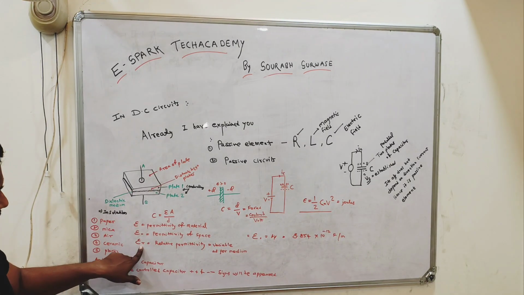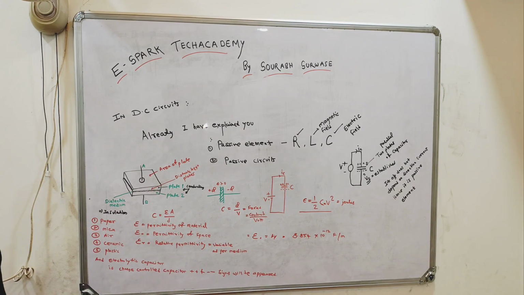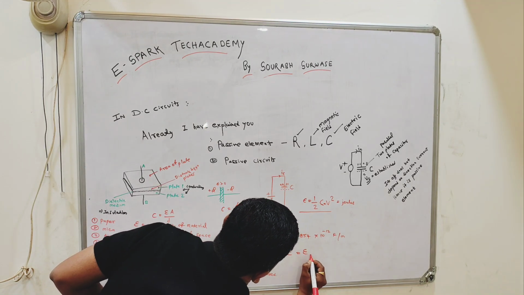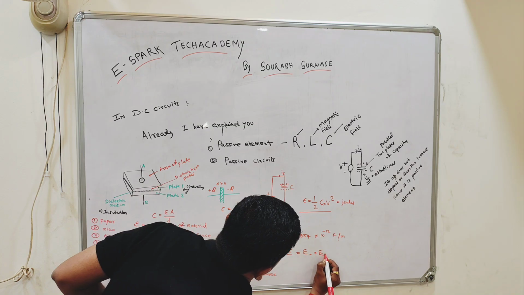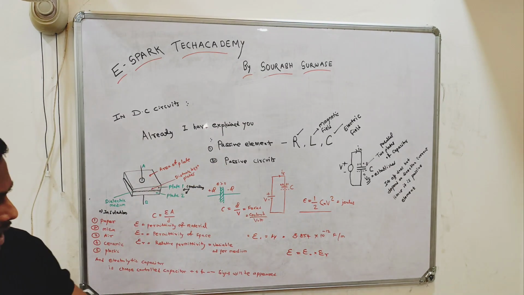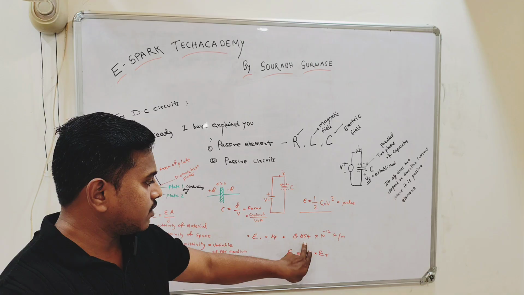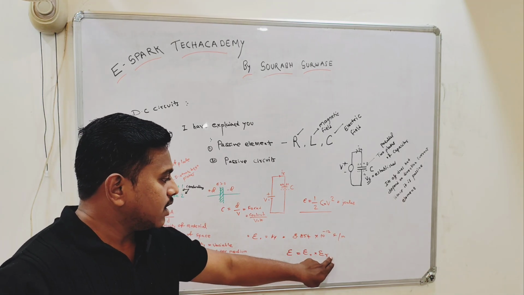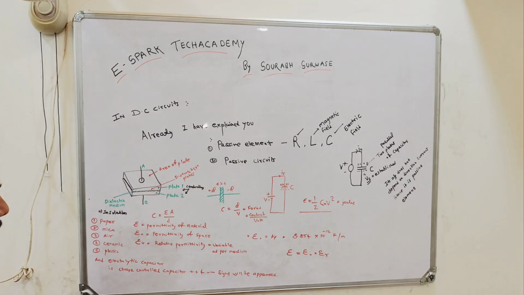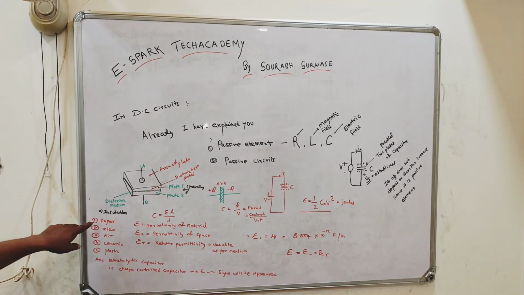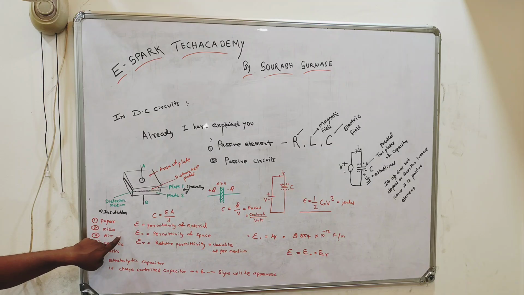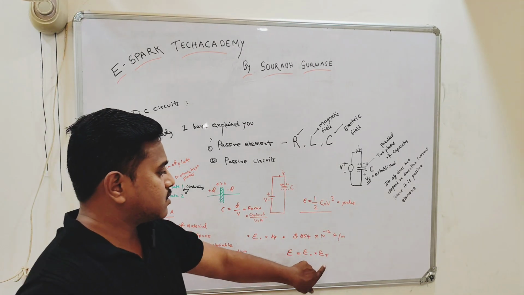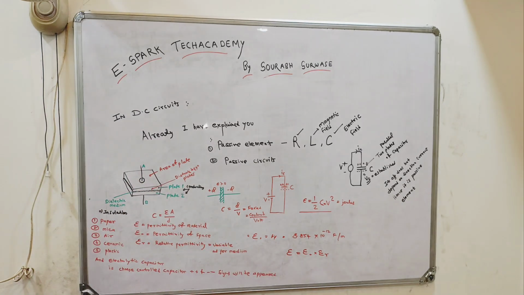And epsilon r is the relative permittivity. The final epsilon will be calculated as epsilon r into epsilon 0. Epsilon 0's value is already 8.854 into 10 raised to minus 12. It is constant, and the value epsilon r will vary as per your medium, whether you are using air, mica, paper. Each has different values of epsilon r, and accordingly you will calculate epsilon.